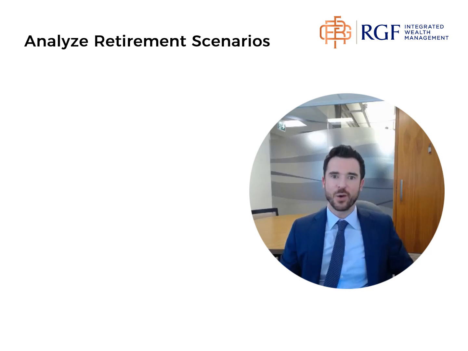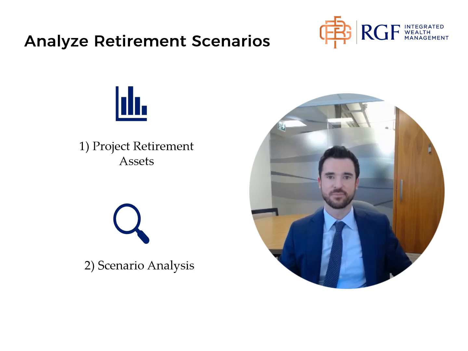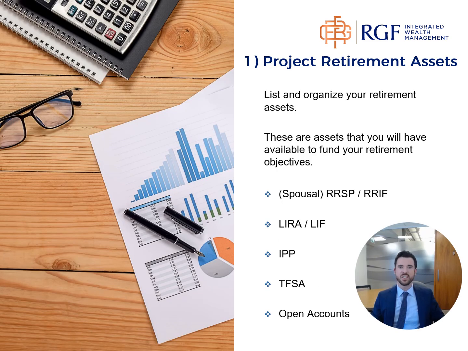We're going to break this down into two steps: project retirement assets and scenario analysis. We want to start by taking an inventory of the assets that are available to fund our retirement objectives. Examples of retirement assets include your registered accounts, such as your RRSP, RIF, LIRA, LIF, TFSA, IPP, as well as any non-registered accounts that you may hold personally or inside of a corporation.